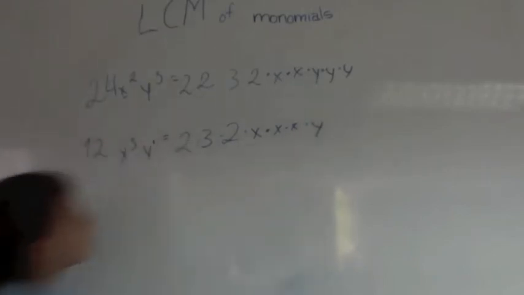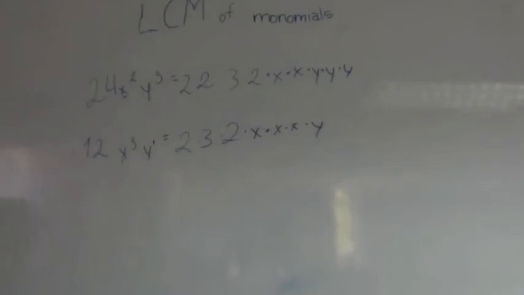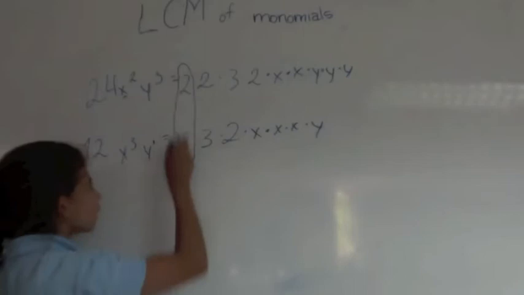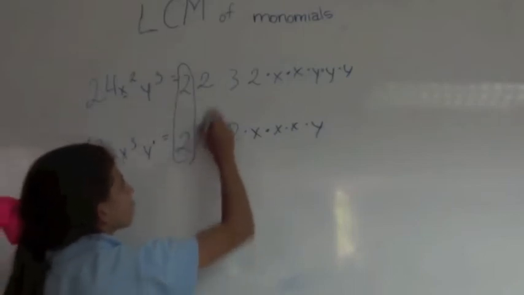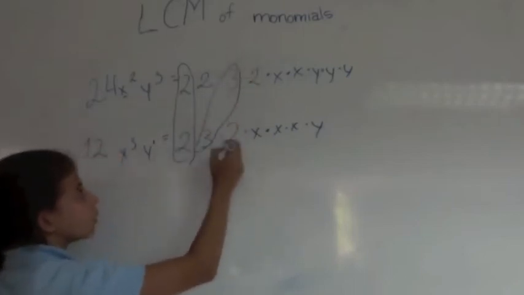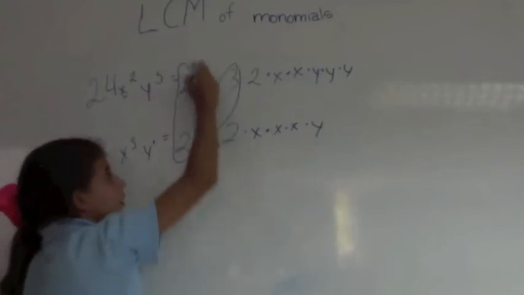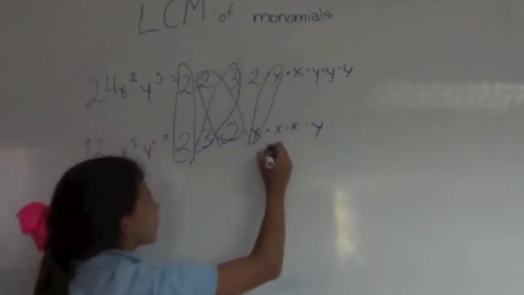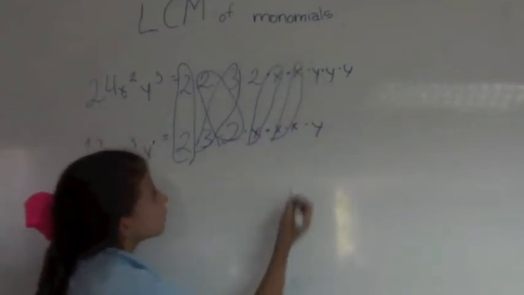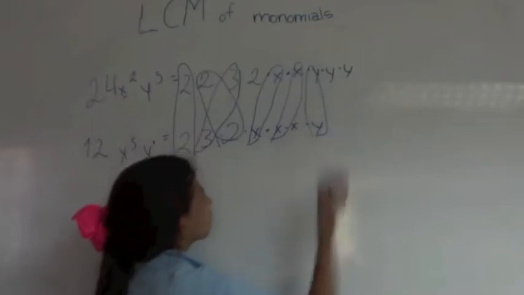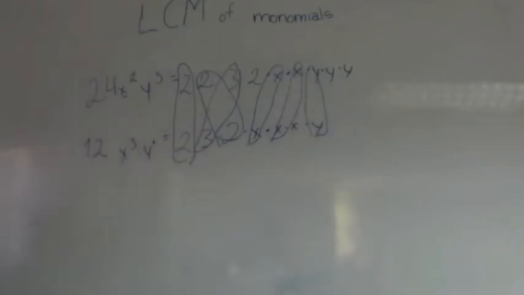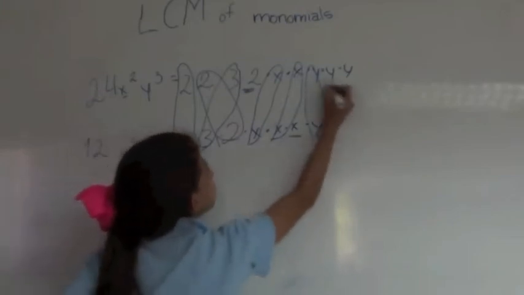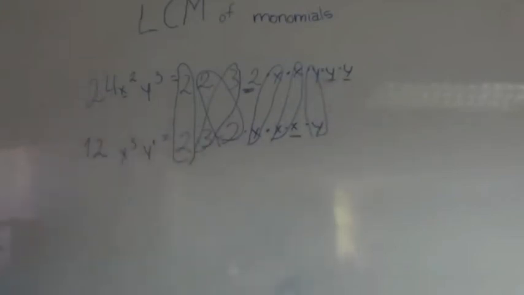So we have y. Now, for this step, we're going to have to find which of these numbers are in common. We have 2 in common. We have these 3 in common. We have these 2 in common. And we have these 2 x's, these x, this one, and we have 2 y's. Now, so we don't miss any out, I'm going to underline the extra variables and numbers.